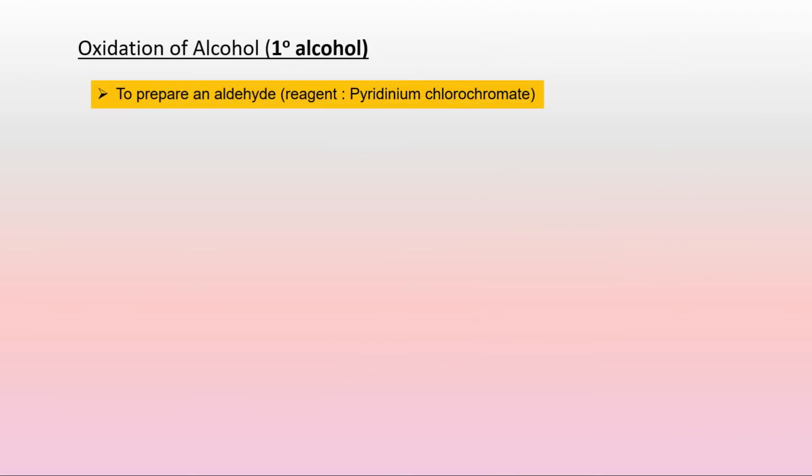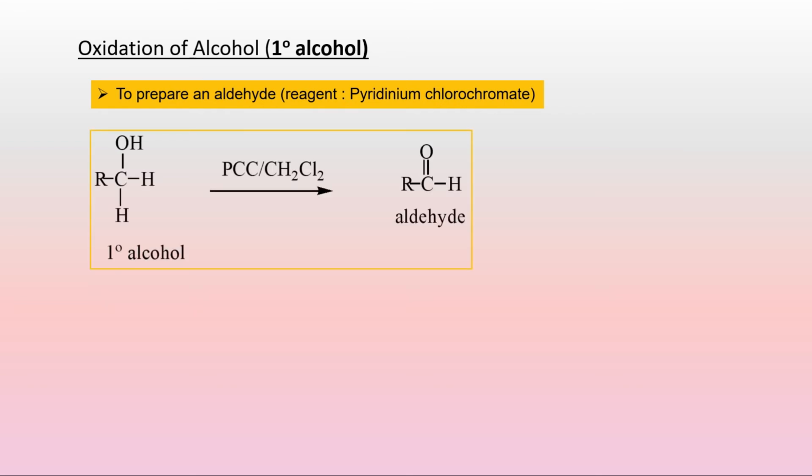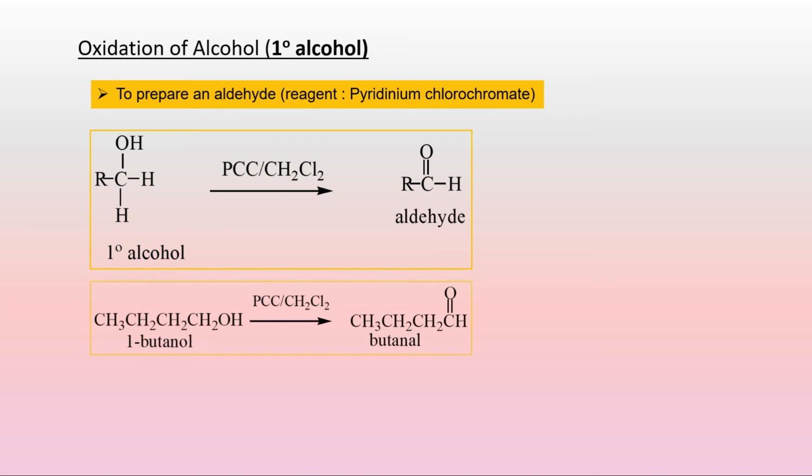Oxidation of primary alcohols. Primary alcohols can be oxidized to an aldehyde by using pyridinium chlorochromate or PCC. For example, 1-butanol can be oxidized to butanal. In this reaction, the CH2OH from primary alcohol will be converted to carbonyl group for an aldehyde.